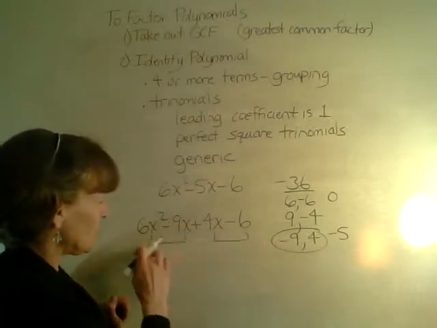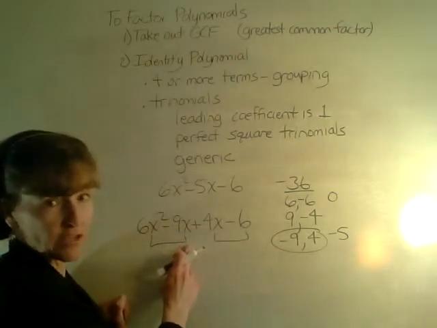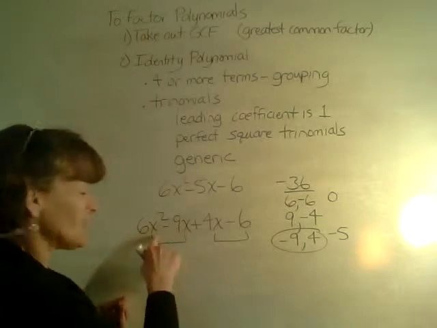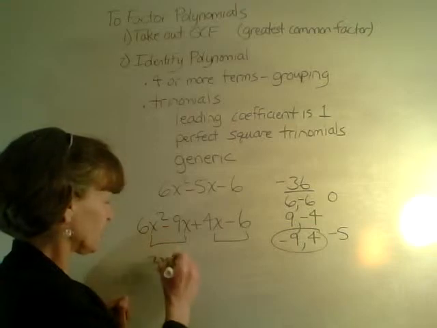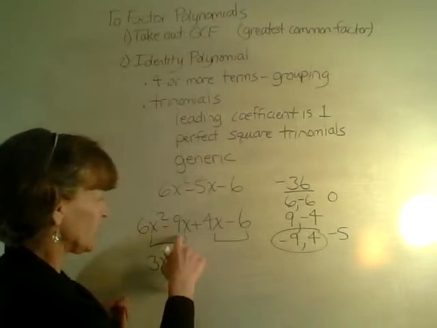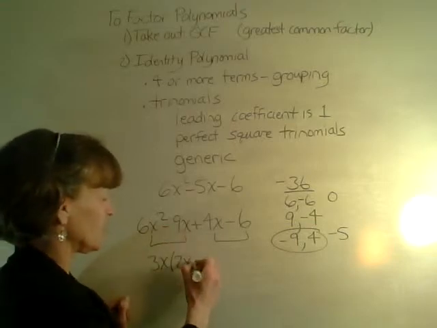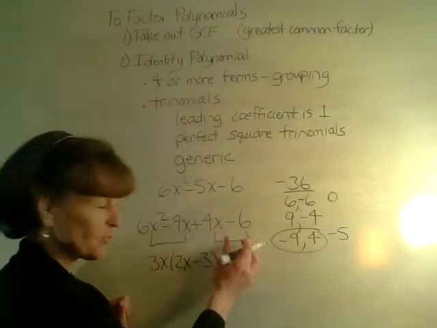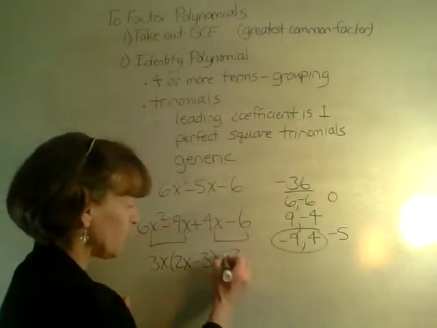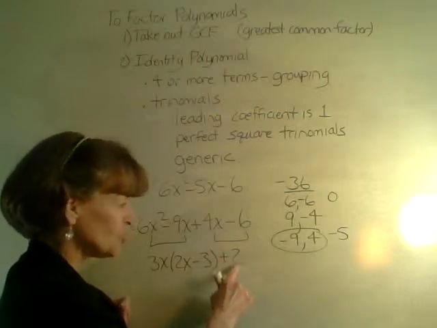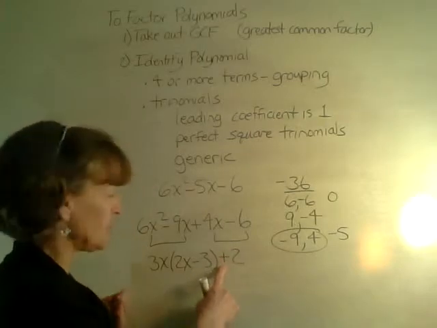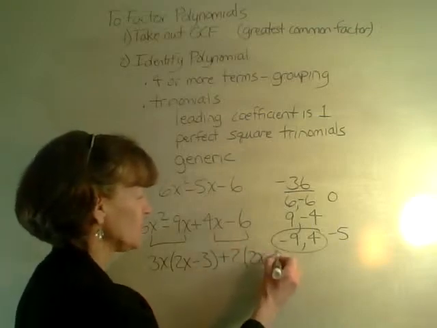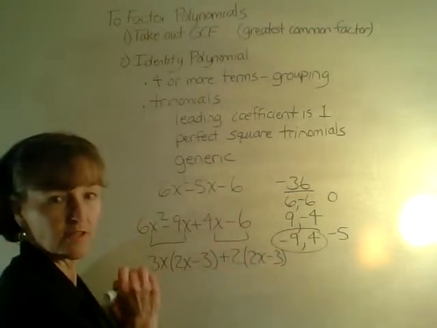And when I group these two together, I see that I can take a 3x out. So I take my 3x out. What's left here is an x, or a 2x. And when I divide negative 9x by 3x, I get minus 3. In this group, I can take a 2 out. So remember, you have to take a 2 with a sign in front of it. So I'm taking plus 2 out, and I will have 2x minus 3 left.